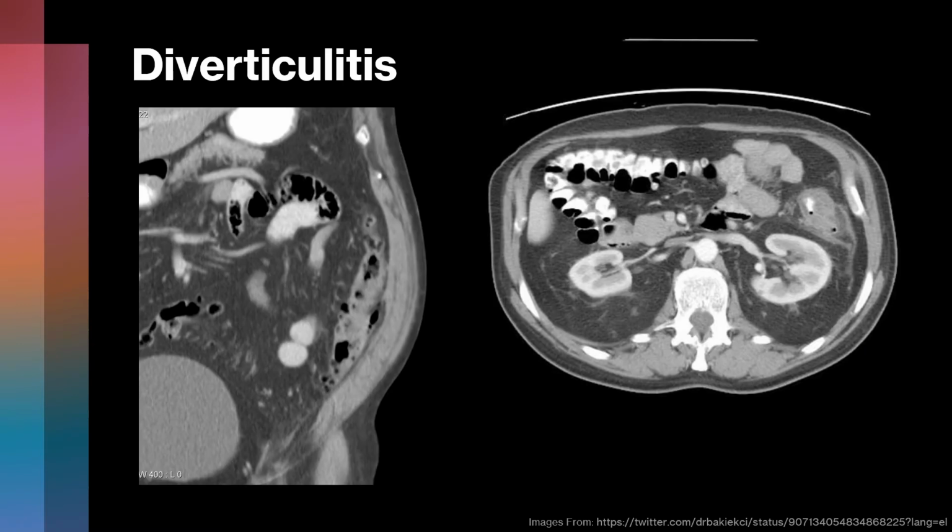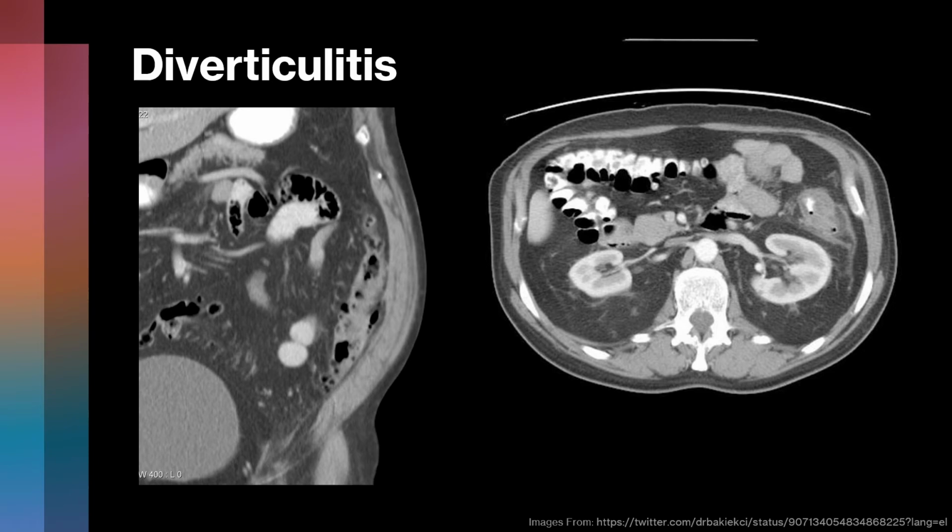So another abdominal presentation is that of diverticulitis, and this is the process where you have inflammation or infection of colonic diverticulosis, which is infection or inflammation of diverticula. So it can be one or multiple of these outpouchings of the bowel walls.